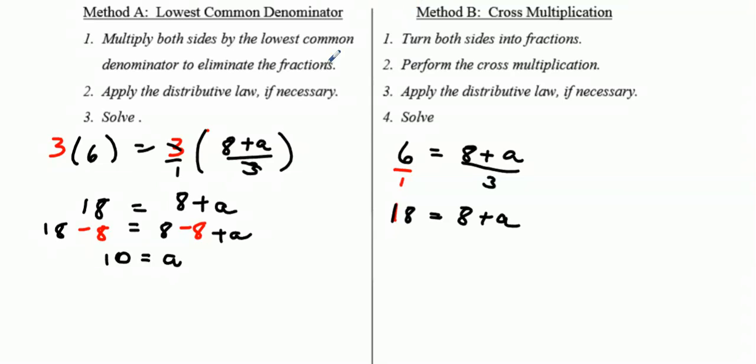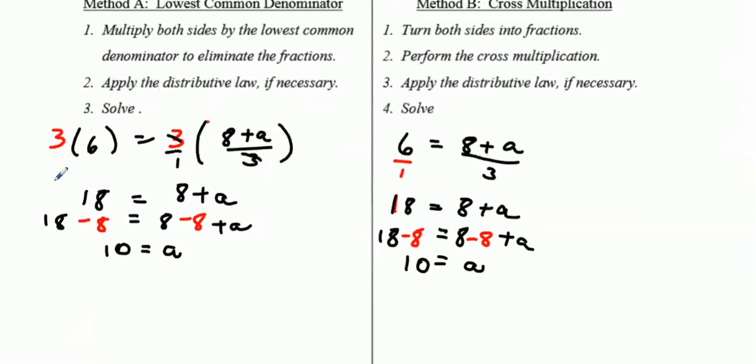And then, hey, I'm in the same place I was before. So now I know what my answer is going to be, obviously. I'm just going to subtract 8 from both sides again. And then I get a equals 10. Okay, so I've got a here and 10 here. Okay, so I've solved.